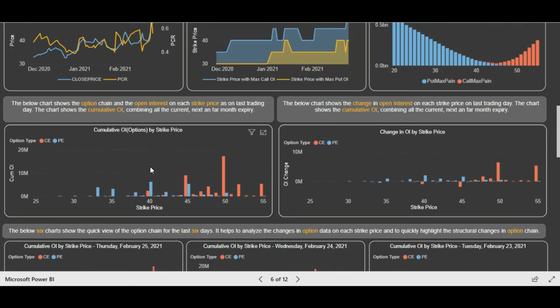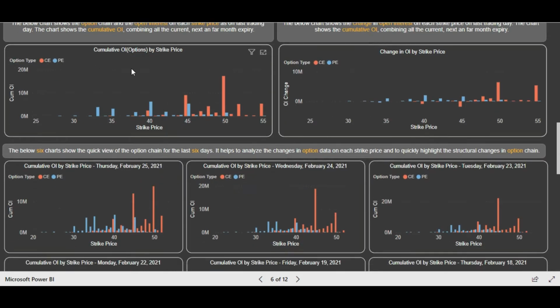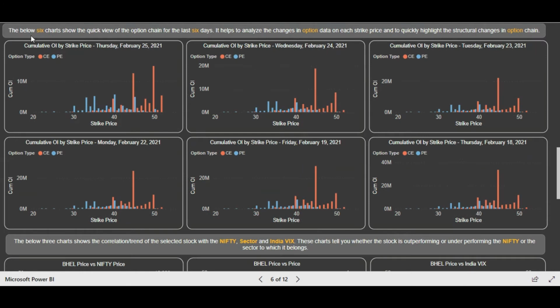If you see this particular graph, the cumulative OI options by strike price, this tells you the current day picture as on the last trading day. Today is 26th of February, and this is the OI change which happened today. And recently, as I mentioned, we have added the 6 charts which show the quick view of the option chain for the last 6 days.